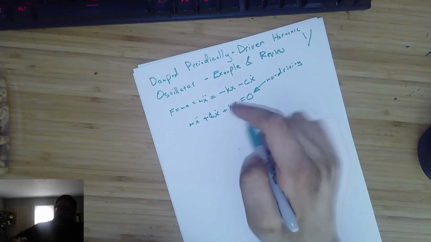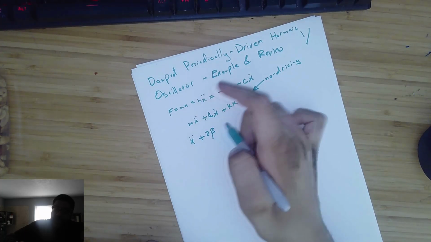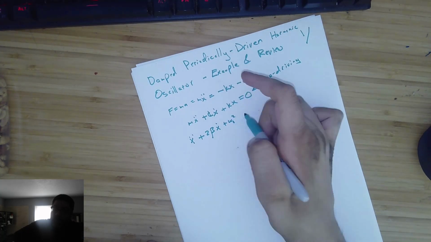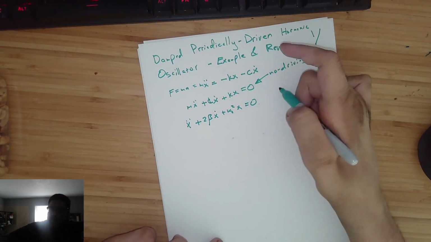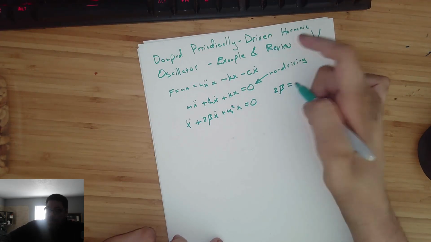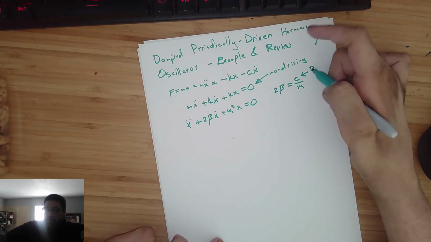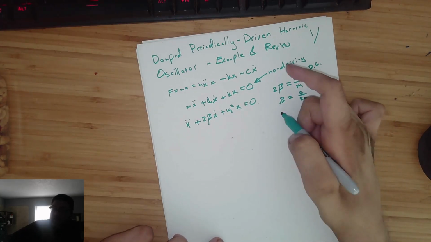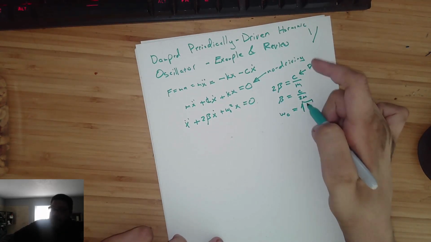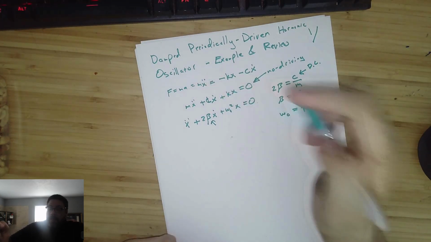We typically simplify this by dividing through by the m, and we write this as x double dot plus 2 beta x dot plus omega naught squared x equals 0. This is going to make our life simpler down the road. Realize that in this case 2 beta equals c over m, where c is typically known as the drag coefficient. So beta equals c over 2m, and omega naught equals the square root of k over m. This is our standard damped harmonic oscillator.